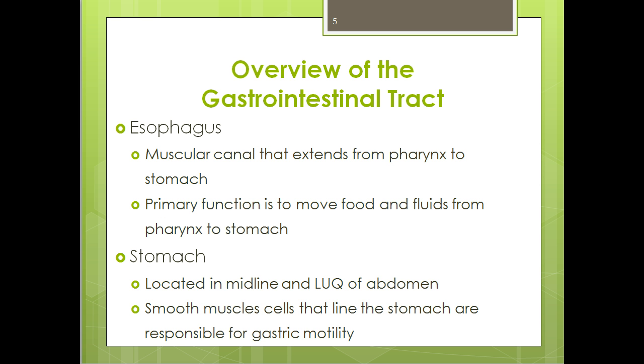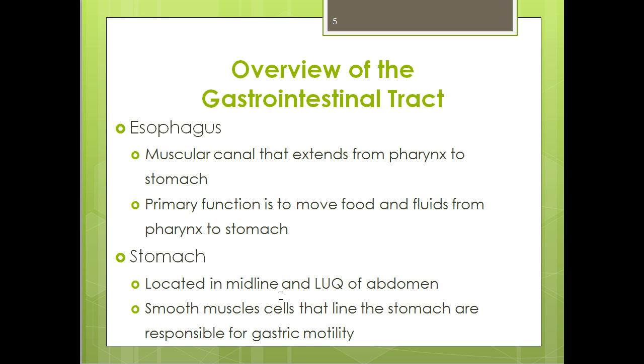The next cavity is the esophagus, a muscular canal that extends from the pharynx to the stomach, or from the throat, and passes through the center of the diaphragm. Its primary function is to move food and fluids from the pharynx to the stomach. At the upper end of the esophagus is a sphincter referred to as the upper esophageal sphincter. When at rest, the upper esophageal sphincter is closed to prevent air from entering the esophagus during respiration.